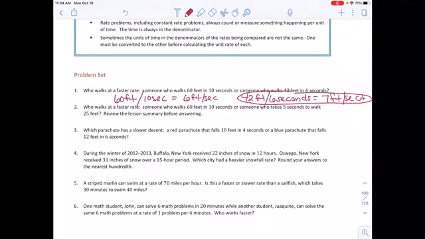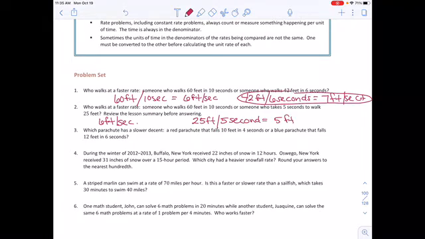Number 2, who walks at a faster rate? Someone who walks 60 feet in 10 seconds. So again, that's 6 feet per second because we did 60 divided by 10. Or someone who takes 5 seconds to walk 25 feet. So we have to take our distance divided by our time.